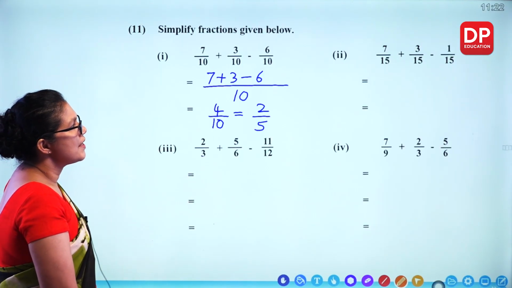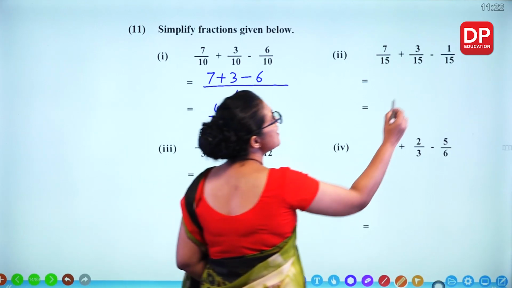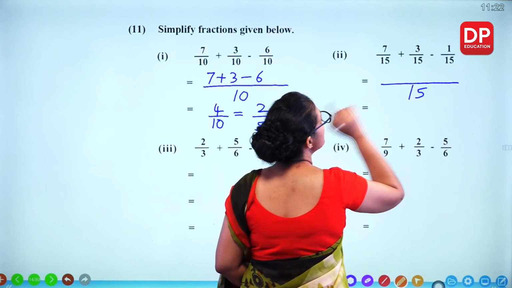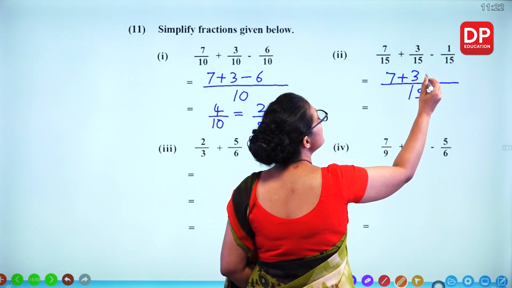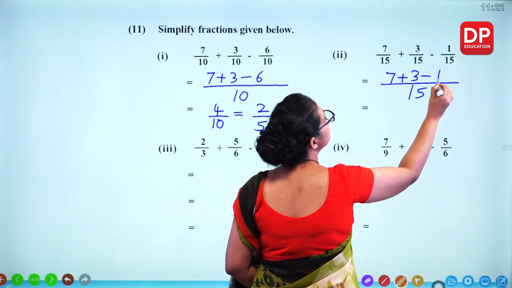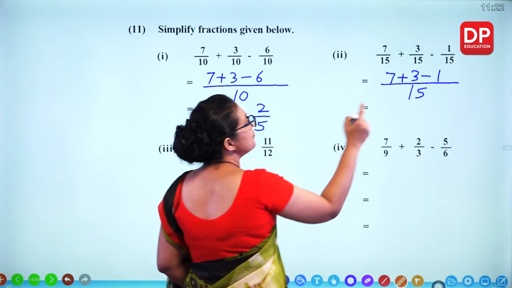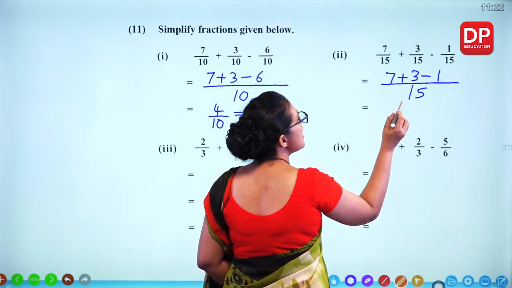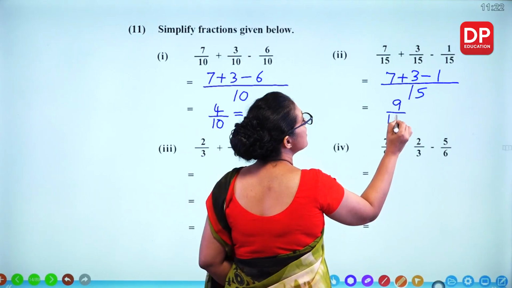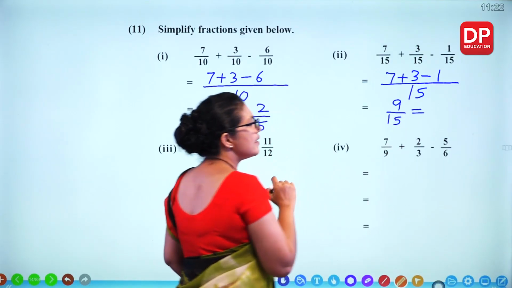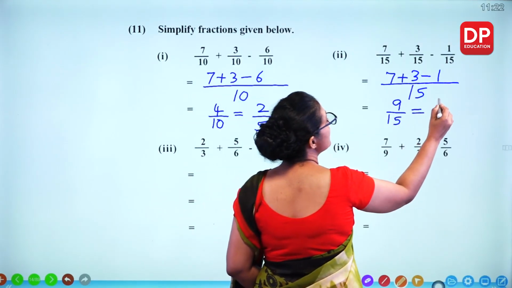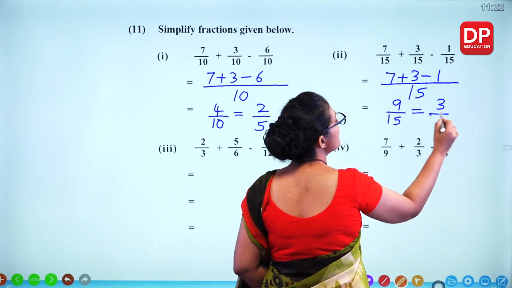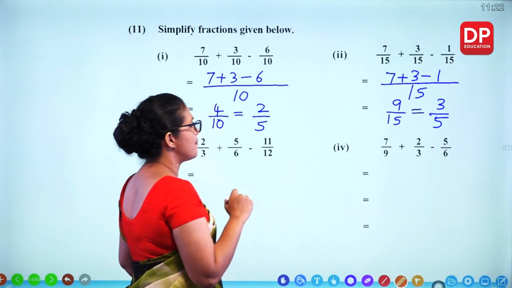Next one, same thing. Same denominator. You can take 15 as the common denominator. This is just adding and subtracting the numerator. 7 plus 3, 10. 10 minus 1, 9. Can you simplify? Yes, you can divide by 3. 9 divided by 3, 3. 15 divided by 3, 5.